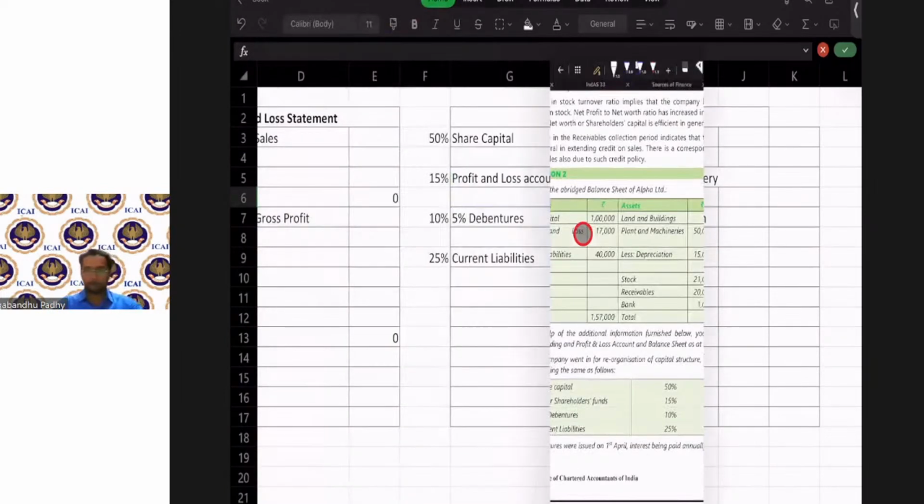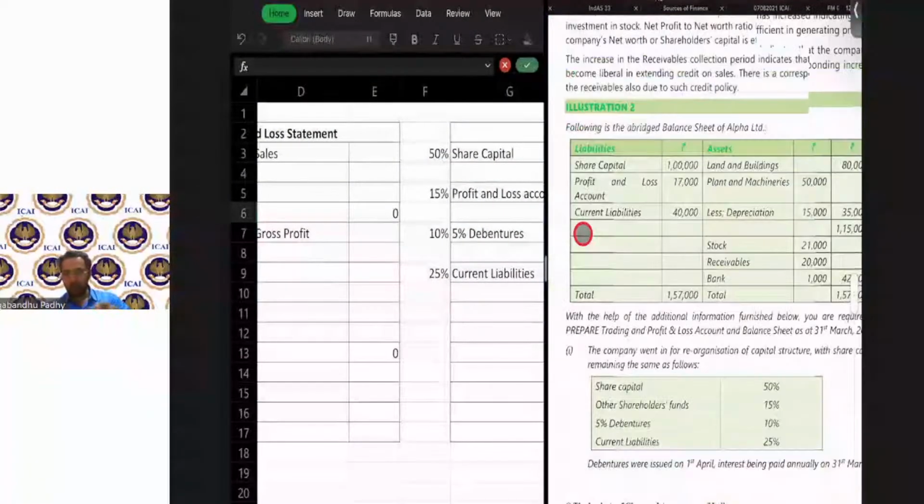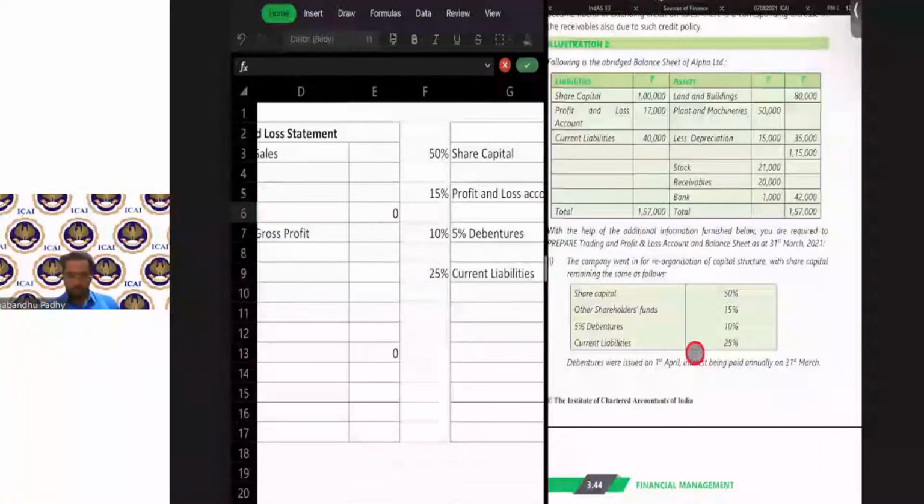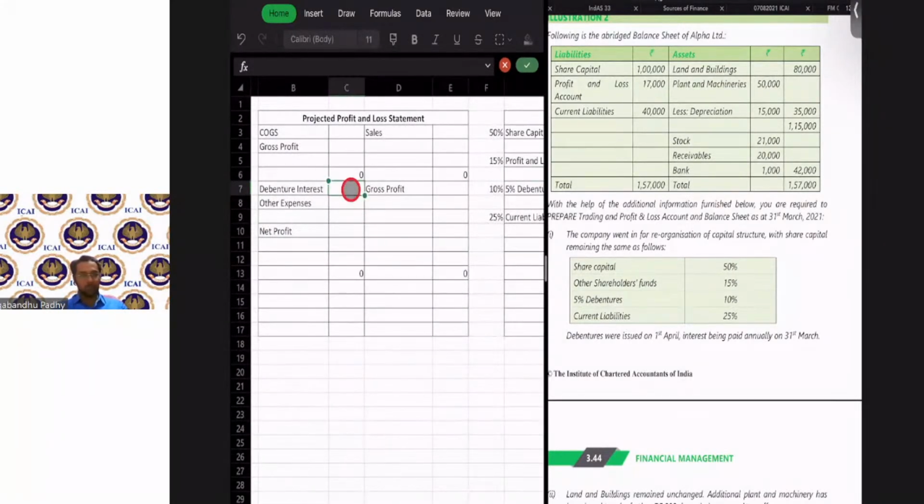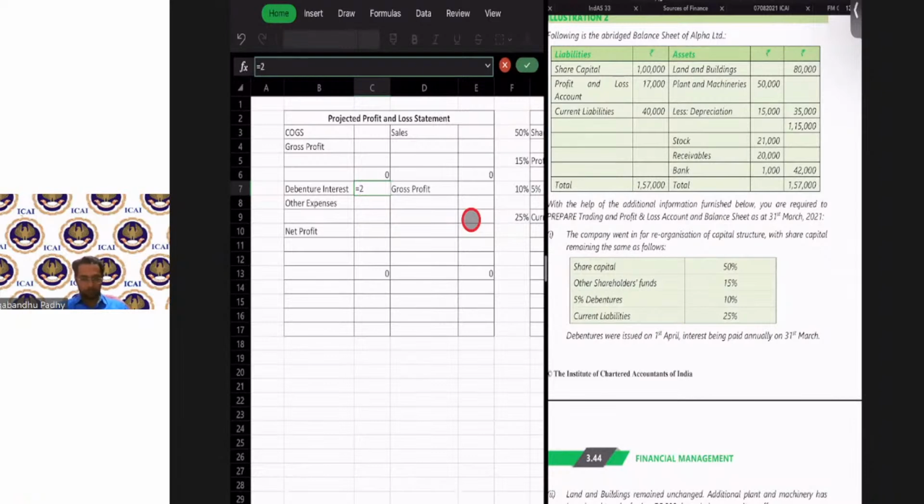Now, coming to the further part, that's the first thing that we have done. Based on the additional information, we have the share capital, other shareholders' funds, 5% debentures, current liabilities. That's done. Debentures were issued, so of course I need to include the interest in my P&L statement also. In my P&L statement, debenture interest I would like to have as 5% of 20,000, right? So 20,000 into 5% needs to be considered.